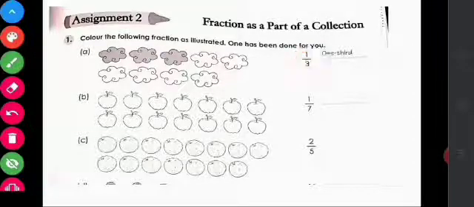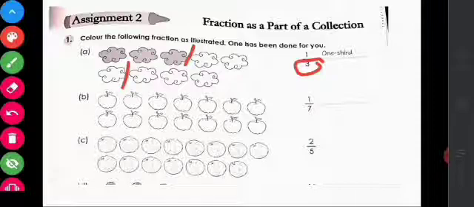So the total number of equal parts is 3. Divide into 3 equal parts. 1, 2 and then 3. So in each part, how many clouds? Each part has 3 clouds. How many parts are shaded? 1. So write 1/3. And the next one, what is the fraction given?